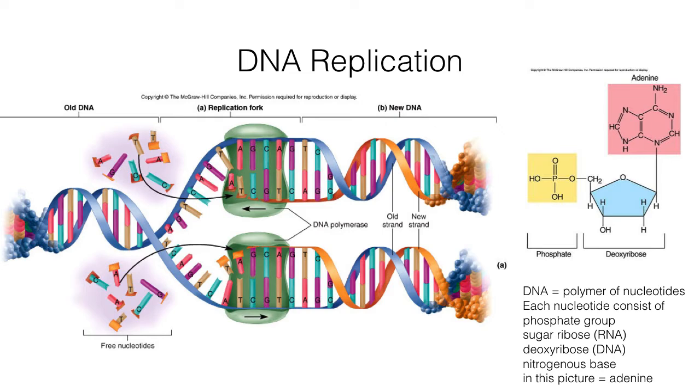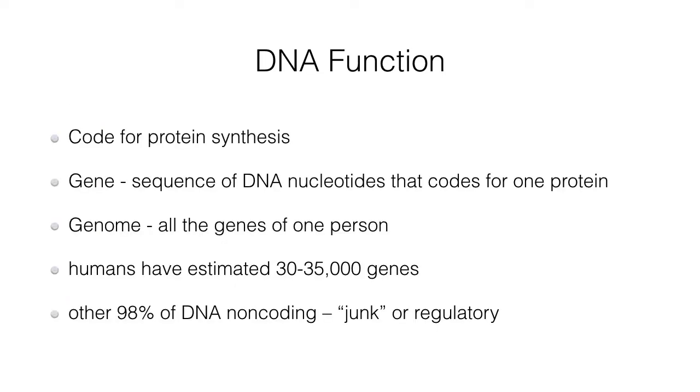So what does this DNA do? It's actually code for protein synthesis. Okay, so the genes would have the sequence of DNA nucleotide that codes for one protein. So all these genes in a person is what we call genome. Okay, in human we have estimated to have 30 to 35,000 of genes.